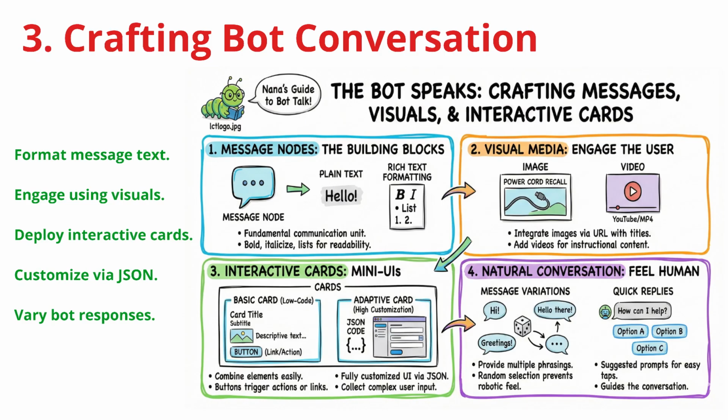For structured interactions, use cards, which act like mini user interfaces. Basic cards let you combine text, images, and buttons easily. For ultimate control, adaptive cards allow for highly customized UIs using JSON code to collect complex input. Finally, make the conversation feel natural and human. Use message variations so the bot randomly selects different phrases to avoid sounding robotic, and provide quick replies to guide the user with easy single taps.